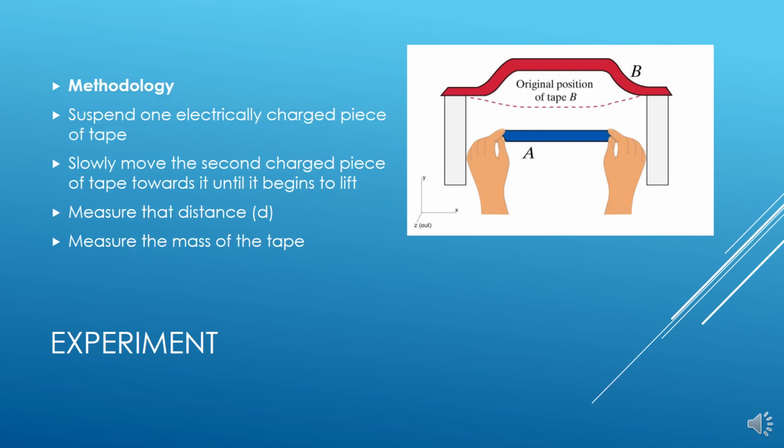The methodology is that one electrically charged piece of tape will be suspended and the other will slowly be moved towards it until the first begins to lift up. Then the distance between them will be measured and marked down as distance d, as well as the mass of the tape, which will be marked down in kilograms.